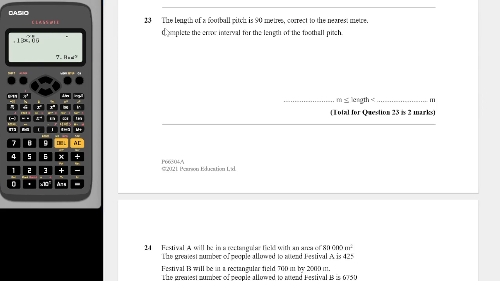Question 23. The length of a football pitch is 90 metres, correct to the nearest metre. Complete the error interval. So that's saying what's the smallest that could possibly be. The smallest that could be that's rounded to 90, as opposed to 89, is going to be 89.5. And then the largest it could be that would be rounded to 90. Bear in mind that we've got our inequality symbol saying that it's got to be bigger than 89.5 but less than our second value, which is going to be 90.5.